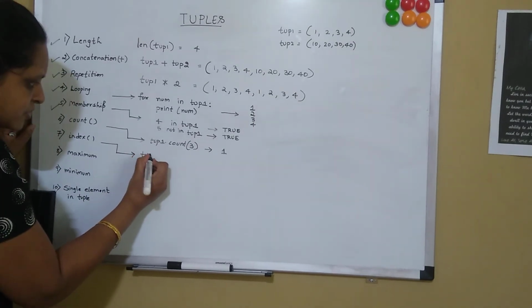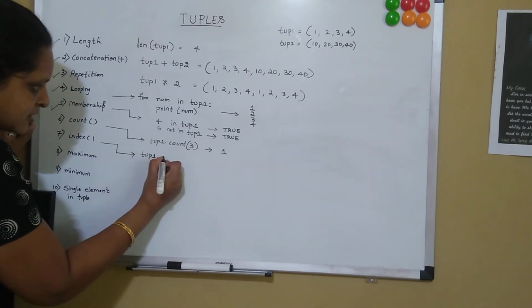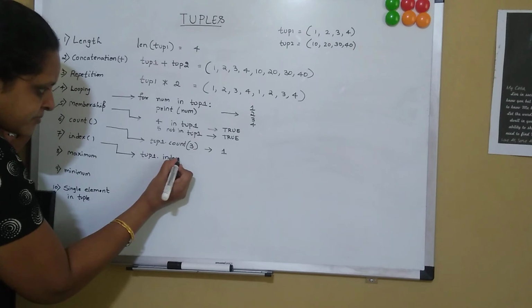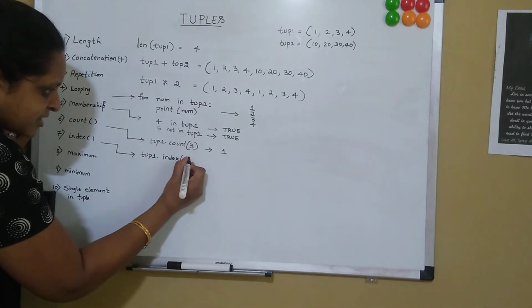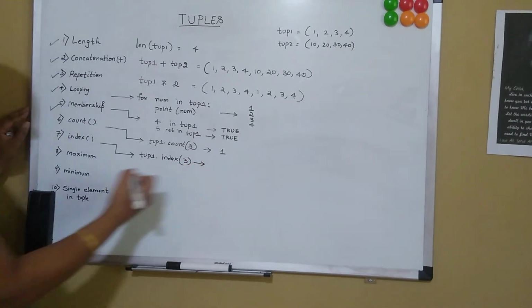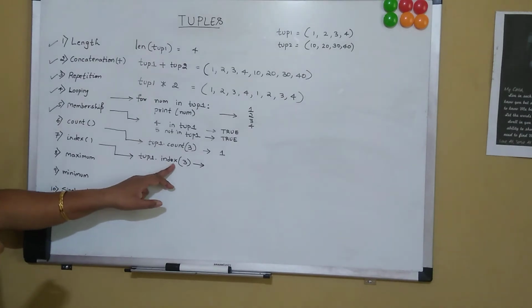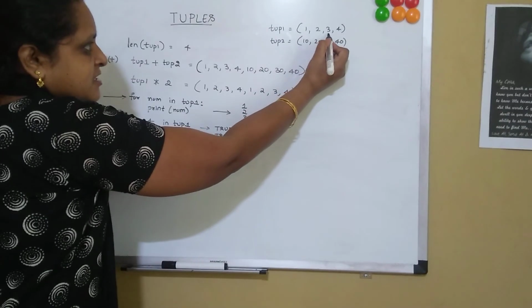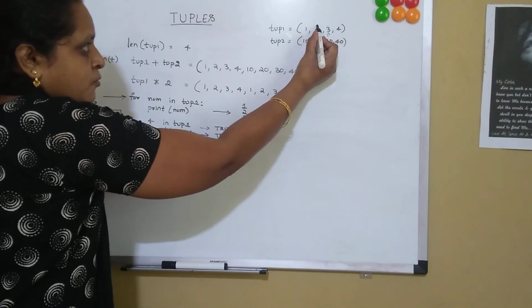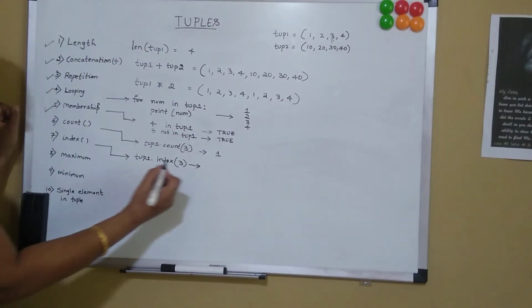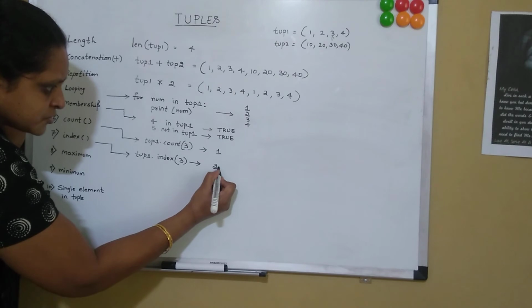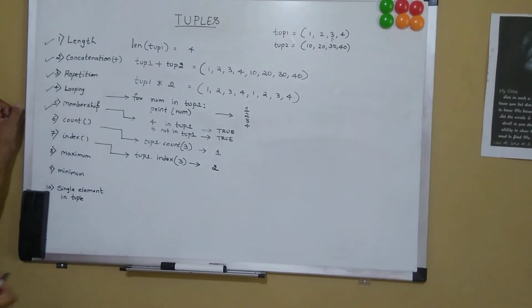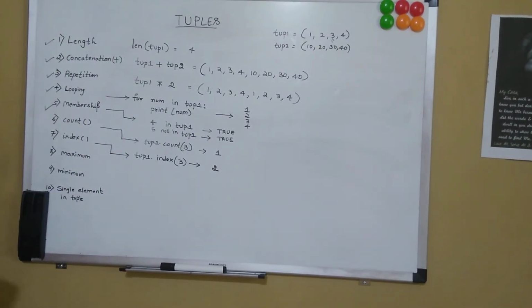Now let's go on to another built-in method, that is the index method. If I give tuple 1 dot index, and if I give the element 3, it will return the index value where the element is present. So my 3 is present at 0, 1, 2, second index. So it will return the index value 2 as the output.